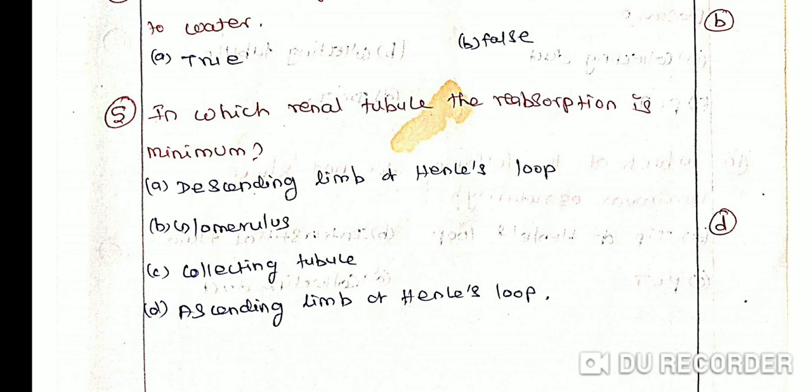Explanation: reabsorption of water is minimum in the ascending limb of Henle's loop as it is impermeable to water, which means that it does not allow the movement of water through itself.